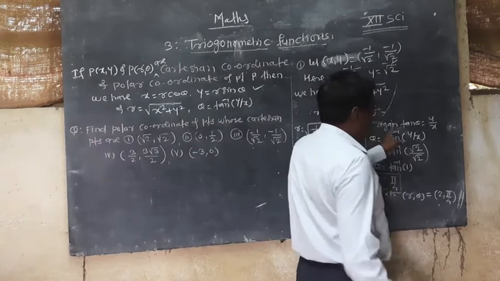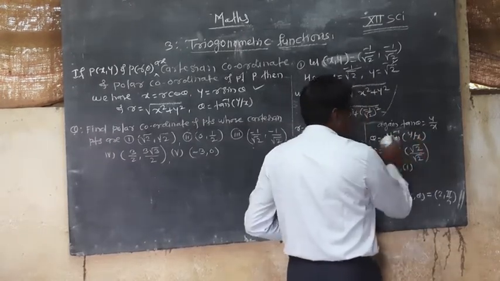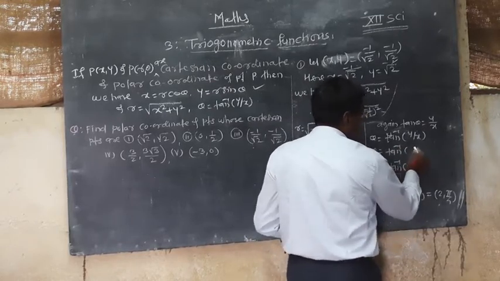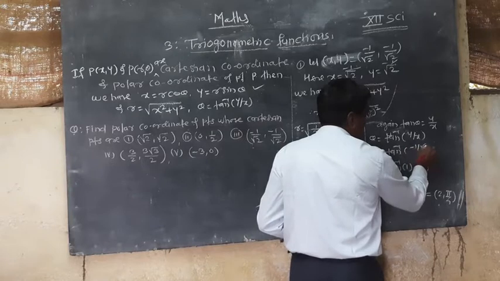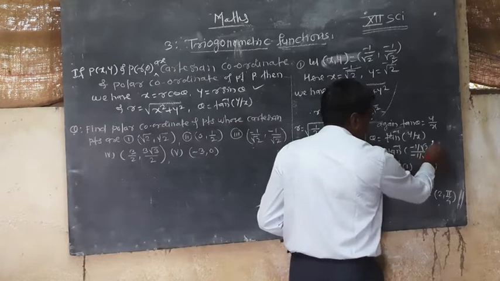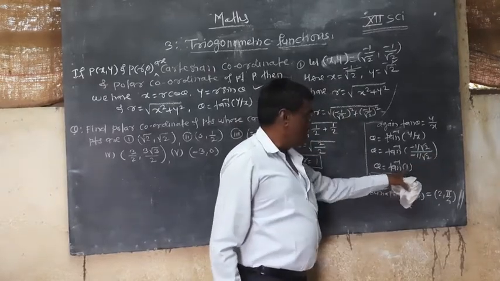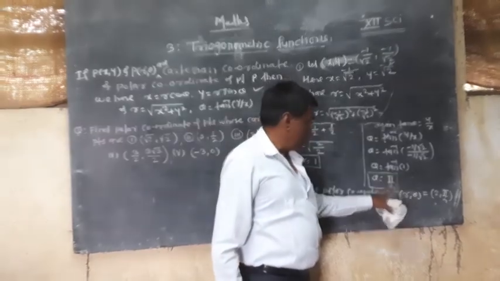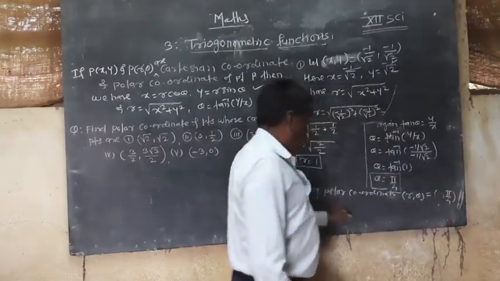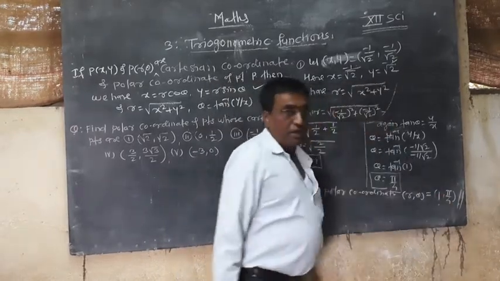Again we have the relation tan theta is equal to y upon x. So theta is equal to tan inverse of y upon x. Substitute the value of y, that is minus 1 upon under root of 2, divided by the value of x, minus 1 upon under root of 2. By simplifying, this is also 1, and therefore tan inverse of 1 is pi by 4, otherwise 45 degrees. So the required polar coordinates are r comma theta is equal to 1 comma pi by 4.